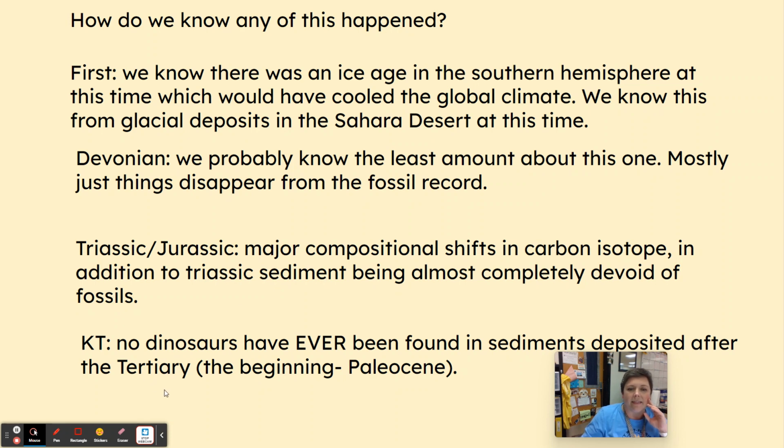Okay. And then the KT boundary, no dinosaurs have ever been found in sediments that were deposited after the tertiary. So that is crazy, but that makes perfect sense, right? We can't find any in the sediments that are younger than the tertiary because that's when they all died. Kind of crazy. That's all.